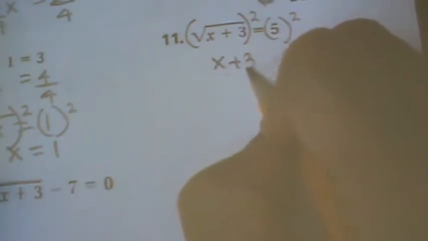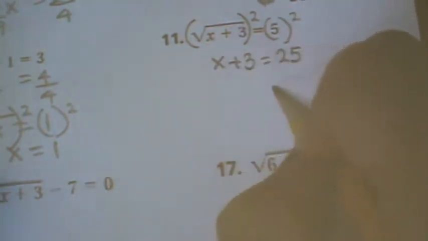Number 11. It says square root of x plus 3 equals 5. Just square it. You're going to square both sides. What do you get? x plus 3 equals 25. Then what? Minus 3. And what do you get? x equals 23. Yep.